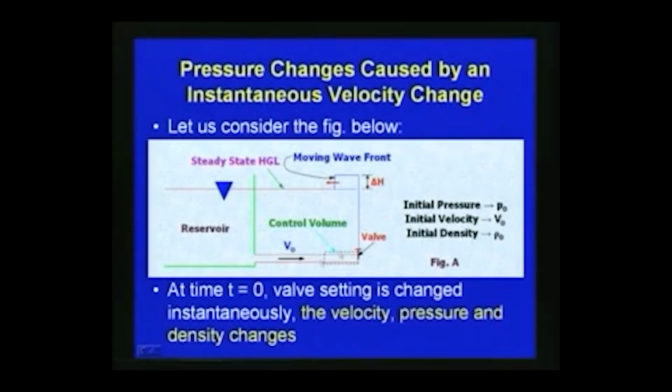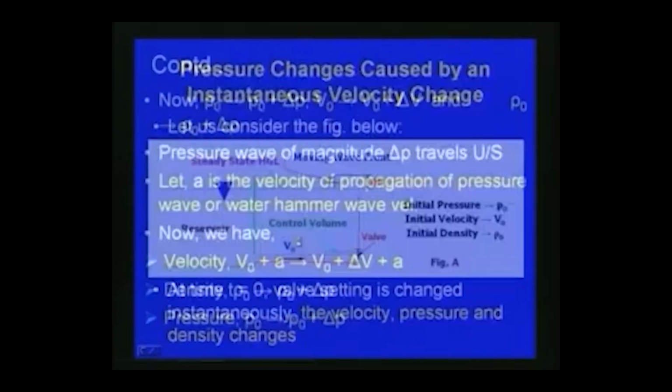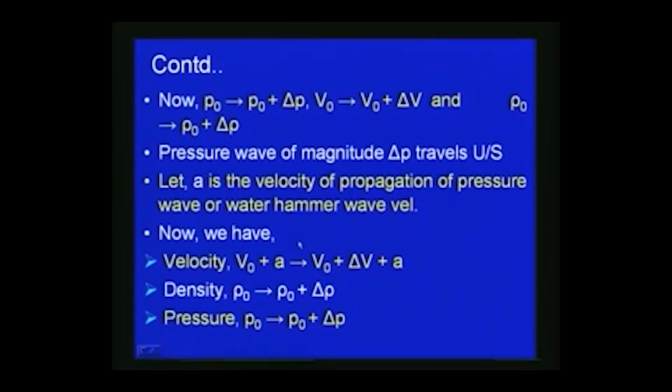Here we can see that this is a transient system. If we superimpose this water hammer velocity A on the earlier velocity V0, we can transform the transient system into a steady state system by superposing this water hammer velocity. So, the velocity V0 is represented here as V0 plus A, and after the valve closure it changes to V0 plus delta V plus A. The density changes from rho 0 to rho 0 plus delta rho, and the pressure from P0 to P0 plus delta P.